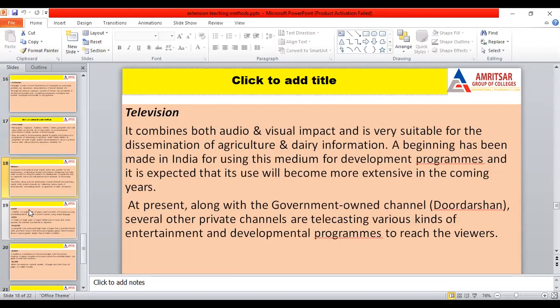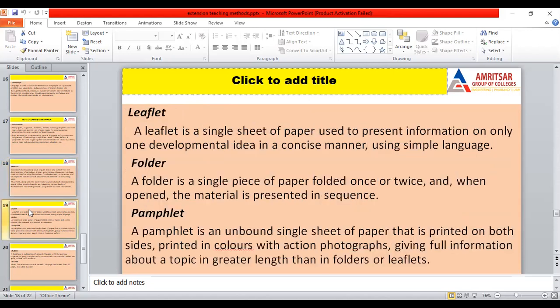Next is television. It is audio visual. It has an audio visual impact on rural people. For instance, Jalandhar Doordarshan television telecasts a program on farming in which an agriculturist, scientist or expert hears the problems of the farmer and gives solutions to them. In this way, television covers a large number of people.